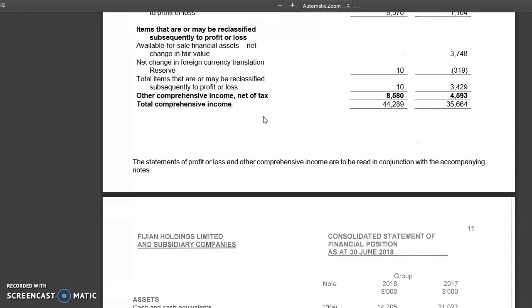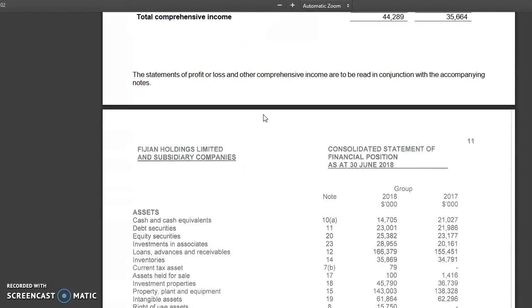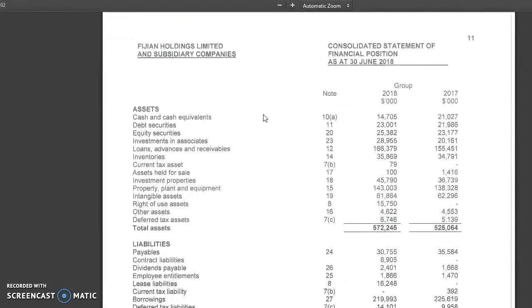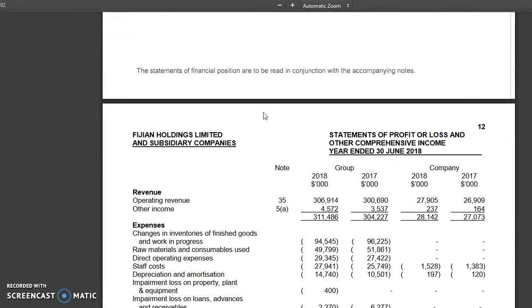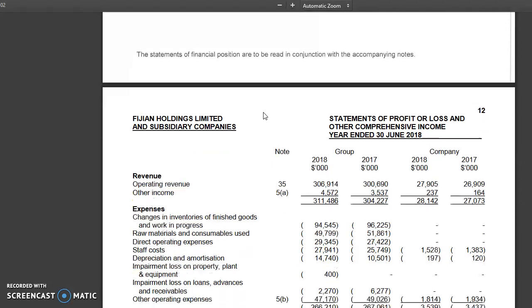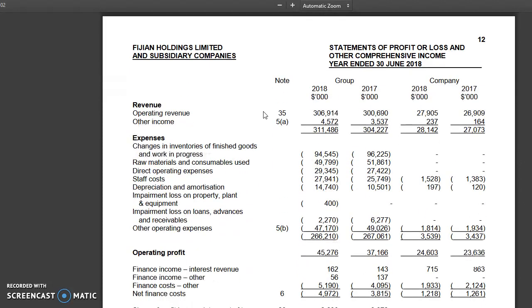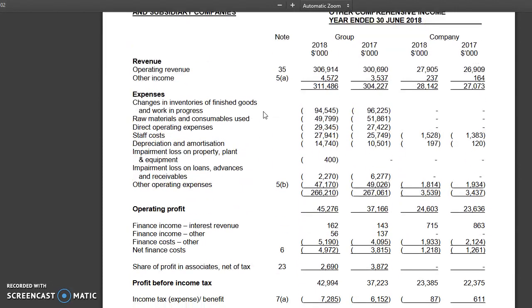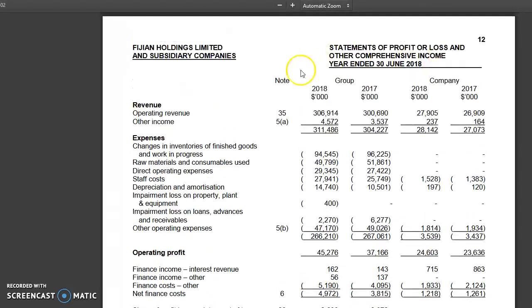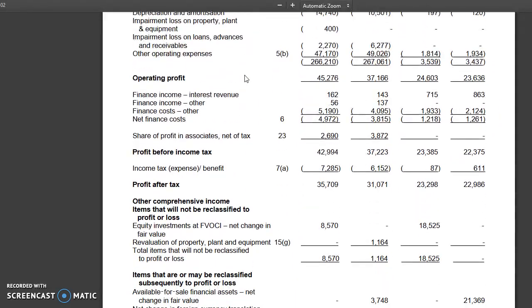So this is for the group. Okay, and this is the consolidated statement of financial position for the group. Okay, and then we have our statement of profit and loss for the company and for the group and the subsidiary company. Okay, so this is for the group and the company. So this is what I'm saying. If you are going to focus on the group or company, state it in your introduction. Which figures are you going to focus on if you're looking at one of these big companies?